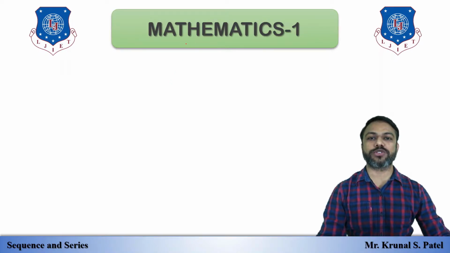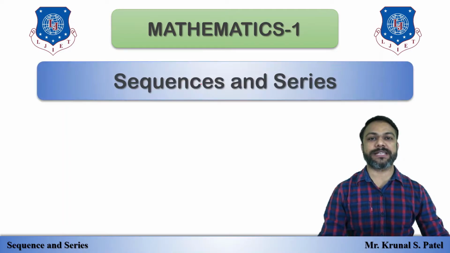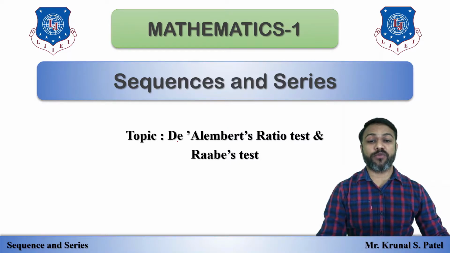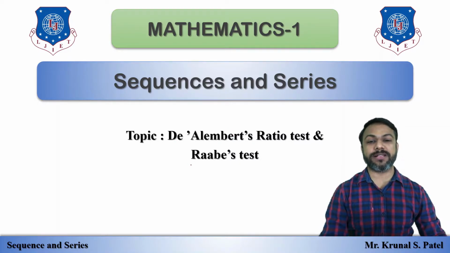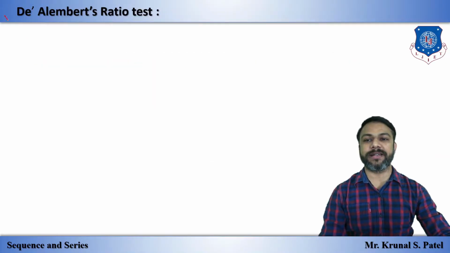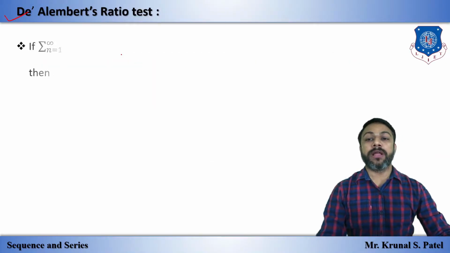Let's start with the course Mathematics 1, and today's chapter is sequence and series, but today's topic is the D'Alembert ratio test and Raabe test. So what is the D'Alembert ratio test and what is the Raabe test? We will see one by one. First we will start with the D'Alembert ratio test.